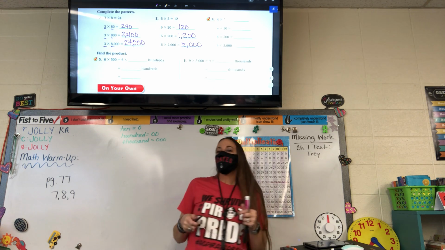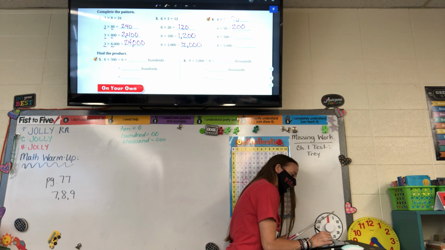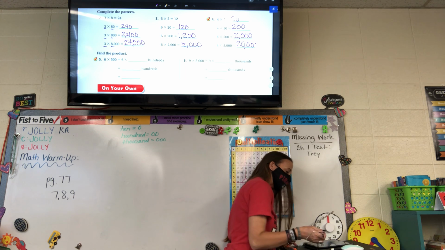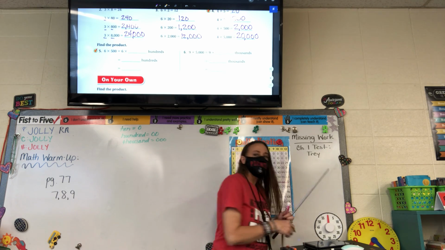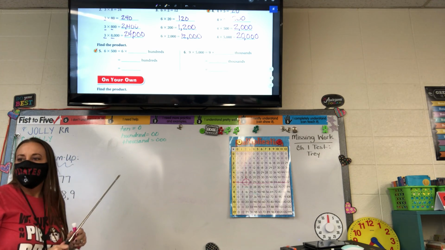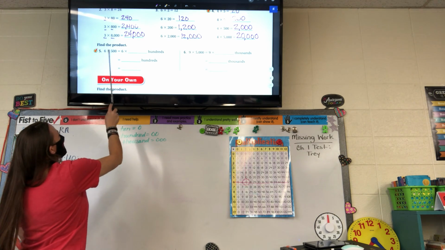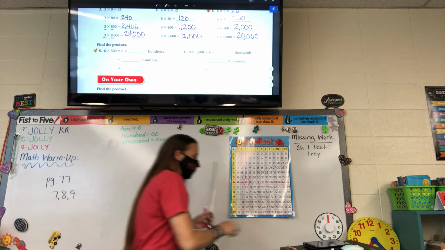4 times 5 equals? 20. 4 times 50 equals? 200. 4 times 500 equals? 2,000. 4 times 5,000? 20,000. Okay? All right. This is reviewing the place value thing, we're going to replace these 2 zeros with the word 100. Okay, so 6 times 500 is the same as 6 times 5 hundred.